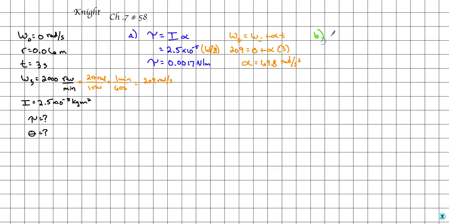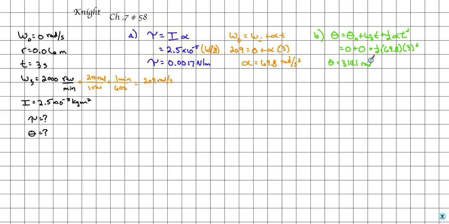Part B wants us to find out how many revolutions it goes through. Those revolutions are related to the angular distance that it travels. So we can do theta is equal to theta sub o plus omega sub o t plus 1/2 alpha t squared. And we have 0 plus 0, because the initial angular velocity is 0, plus 1/2 times 69.8, and then times 3 squared.